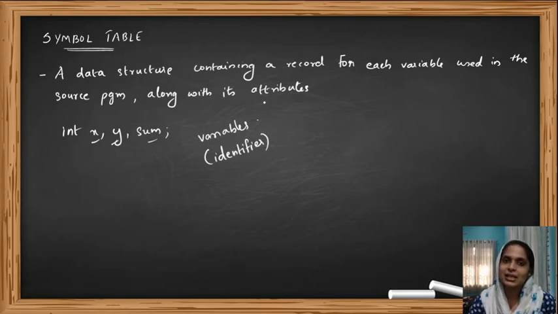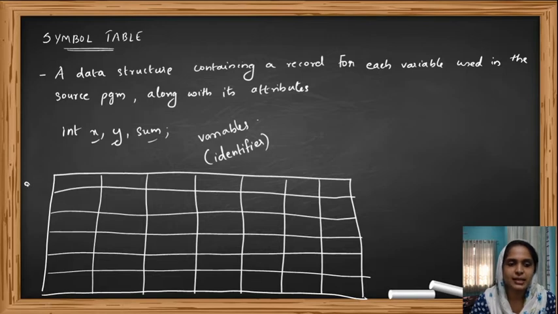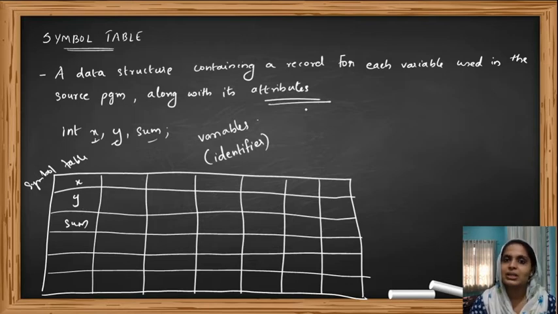So a symbol table is basically nothing but a data structure. It's like a table, just like our normal tables. For example, let's consider that this is our symbol table. We will store these variables x, y and sum into this symbol table, along with their attributes. So what is an attribute? An attribute means some additional information about the variable. It can be their type. Here the type is int, so for all these three variables, the type will be int.